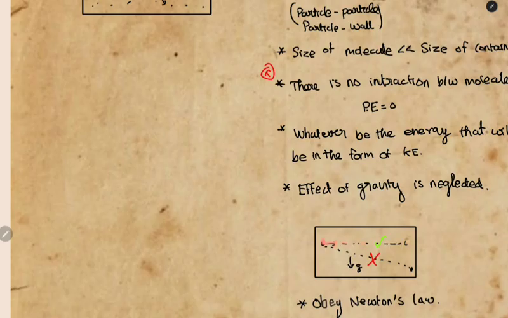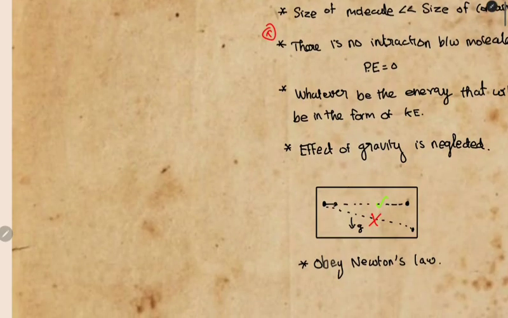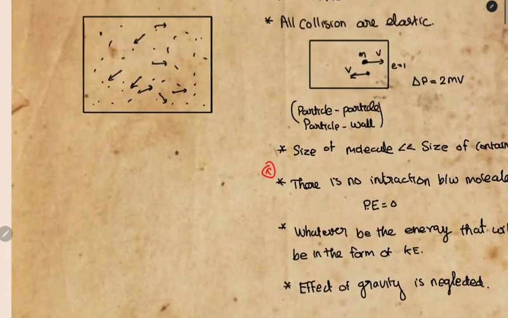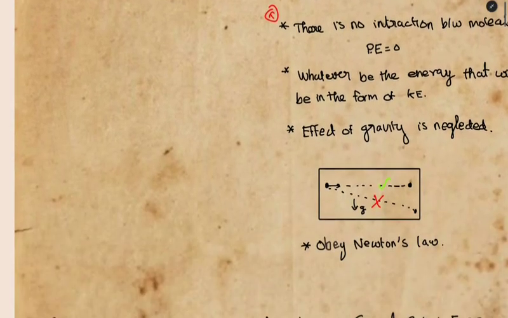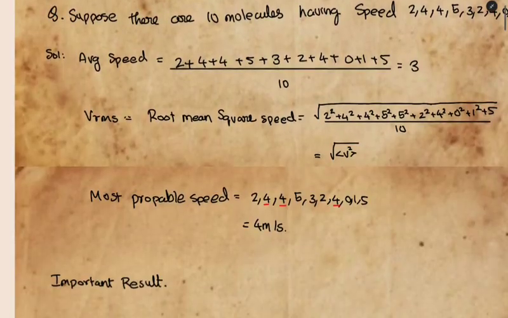If the particle had gravity, it would go down, right? When a force acts downward, it will drag the particle downward at some point, but in this case it goes straight. Okay, so this will be the correct motion and this will be the wrong motion. And it obeys Newton's laws. Fine, these are the assumptions which have been taken.